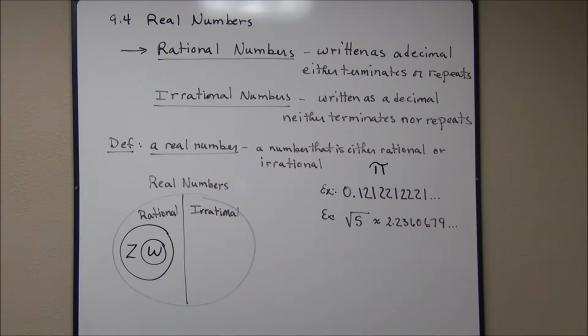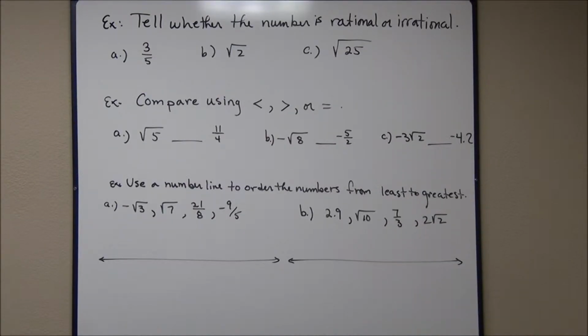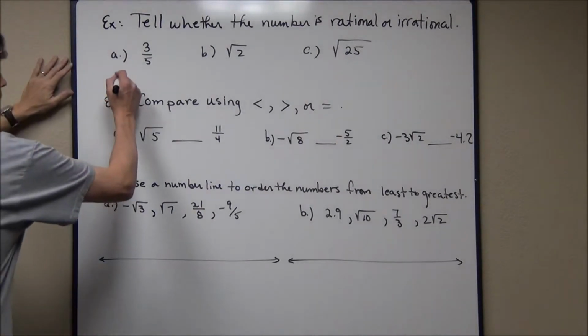All right, so let's try some examples. Here we have an example where we're telling whether the number is going to be a rational number or an irrational number. Remember, a rational number can be written as a fraction, so since this is written as a fraction, we know this is rational.